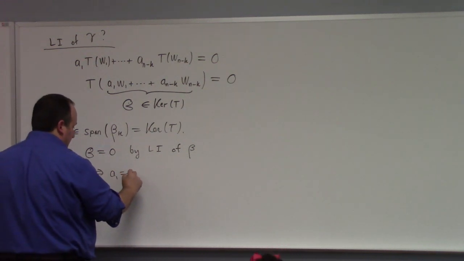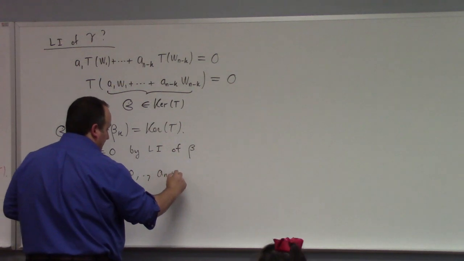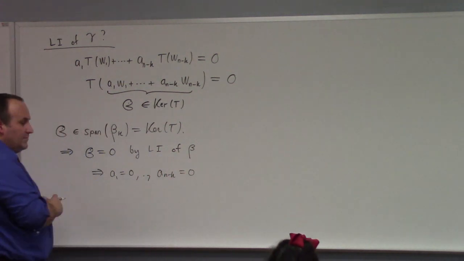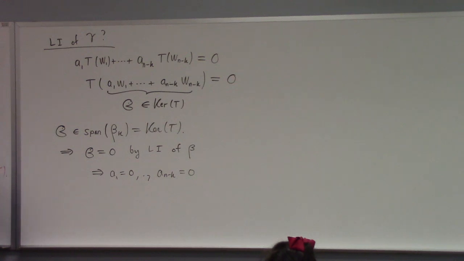a1 equal to 0, ..., a_{n-k} equal to 0, again by linear independence of beta. So I use linear independence once to see that it has to be 0, and then I use it again to get that every coefficient there is 0.